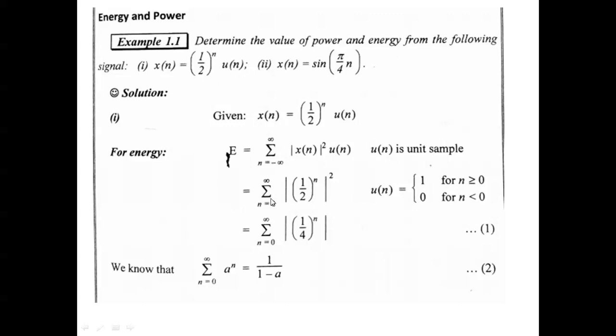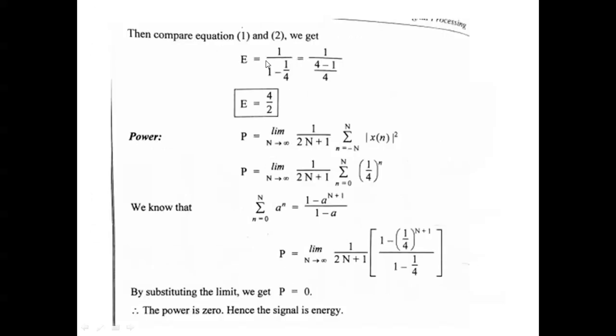So the summation from n equals 0 to infinity of 1 by 2 whole power n, squared. You just apply the value of n to x of n. Then if you apply that, the value will change because of the square, so it is 1 by 4. So we know the formula, summation of n equals 0 to infinity of a power n is equal to 1 by 1 minus a. So here a is 1 by 4, so this is 1 by 1 minus 1 by 4.